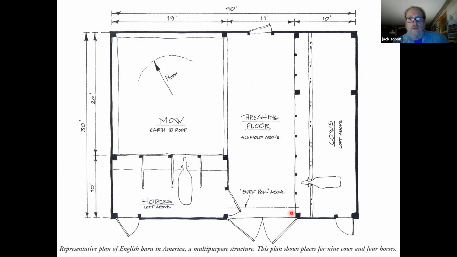And notice what I say here, beef roll above. I'm going to show you some pictures of what these look like, but this is a butchering device that's in most of the barns, or there's evidence that there was one. And that's where animals were hauled up for slaughter right in the light of the doorway. They'd be hung there to be slaughtered.